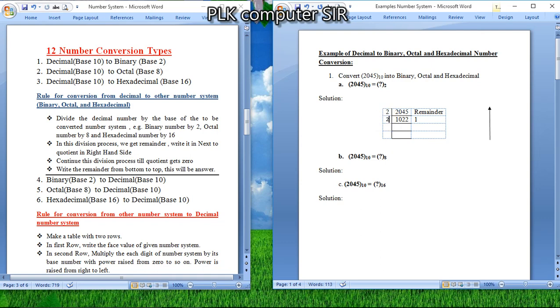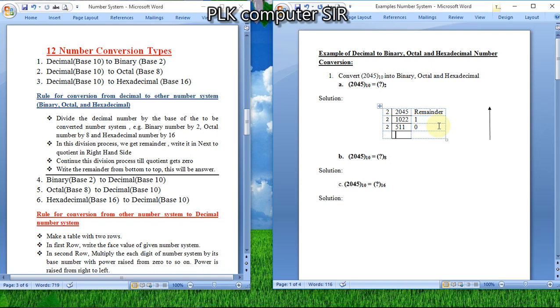1022 divided by 2. The answer is coming 511, with no decimal portion, exactly divisible. So we have to give 0. If you also try the above method, 1022 minus 511 into 2, the answer will come 0, but it is not necessary to do. Again it is not 0, it means we have to divide.